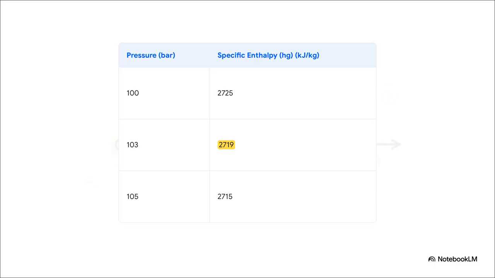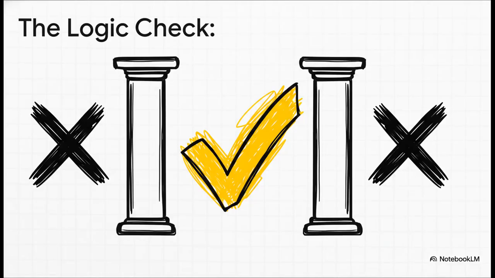So just look at the table now. Our number, 2719, sits perfectly between our starting points of 2725 and 2715. See, in this case, the enthalpy is going down as the pressure goes up, and our answer follows that trend perfectly. It just makes logical sense. And really, that's the golden rule here. Your final answer has to fall somewhere between your two known data points. If it's higher than the max or lower than the min, you've goofed up the math somewhere. This simple check gives us the confidence that our calculation is solid.